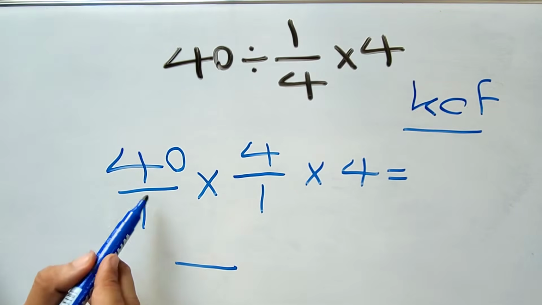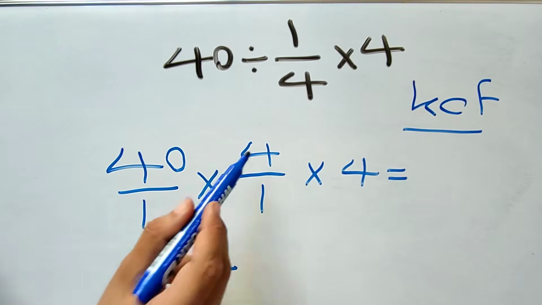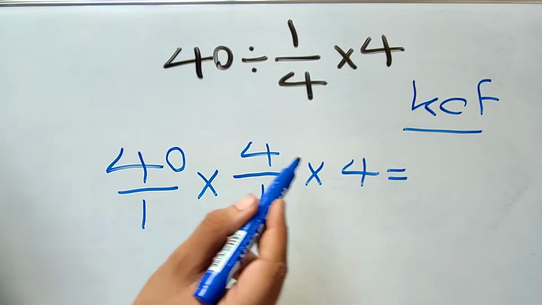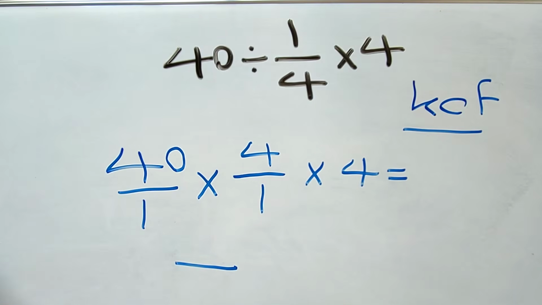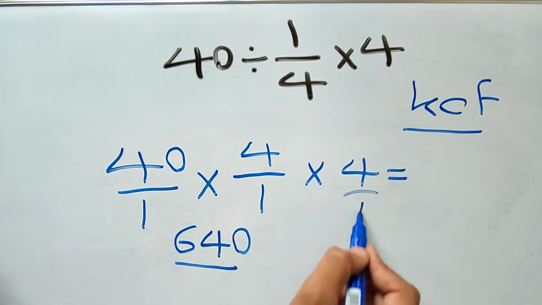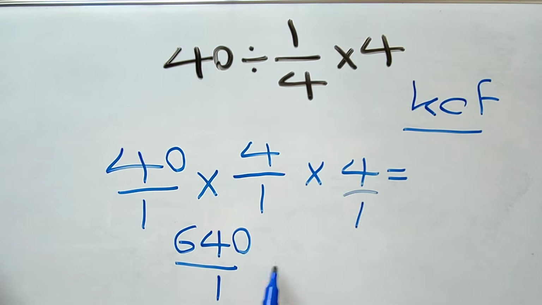Numerator is 40 times 4 times 4. 40 times 4 times 4 gives us 640. Over 1 times 1 times 1 gives us 1. The final answer is 640.